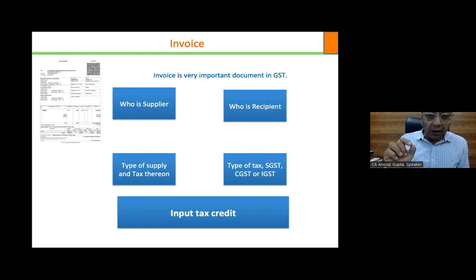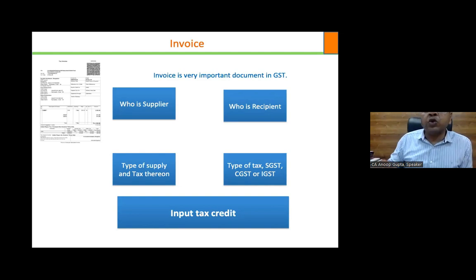Secondly, there is a concept of e-invoice also. What is e-invoice? E-invoice is an invoice which is to be generated through a GST e-invoice portal. It has to be registered there. The invoice is generated at my end, but a unique IRN number, that is invoice reference number, is given on that invoice, and a QR code is also given on that invoice. Then it will be an e-invoice.